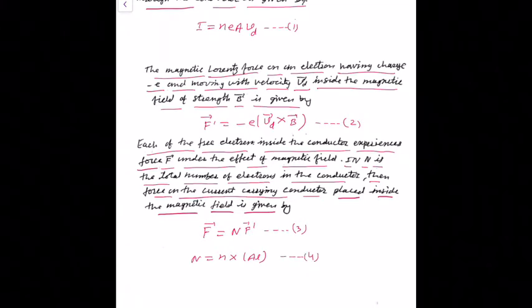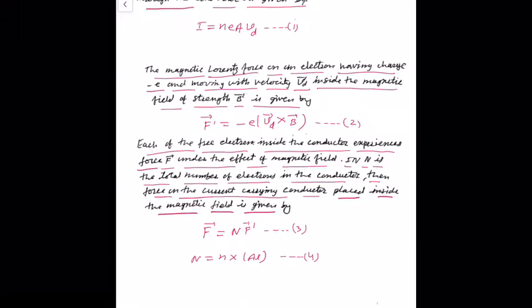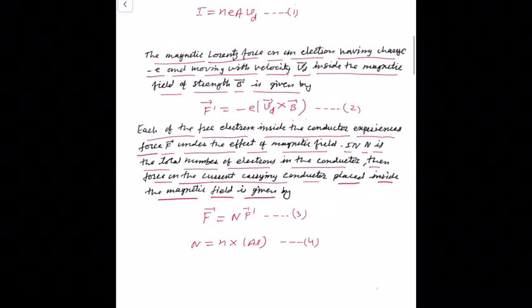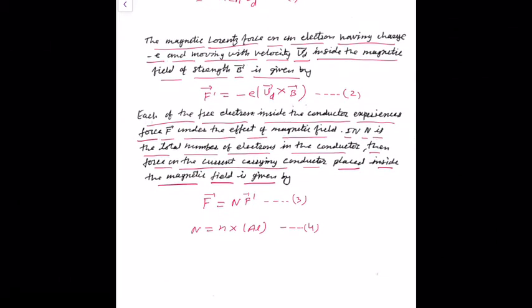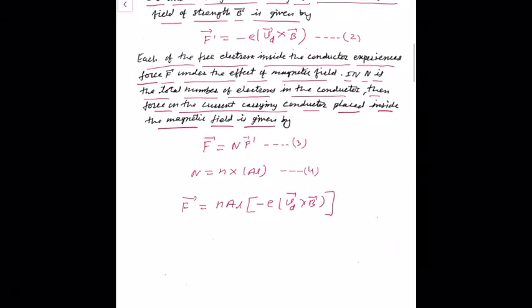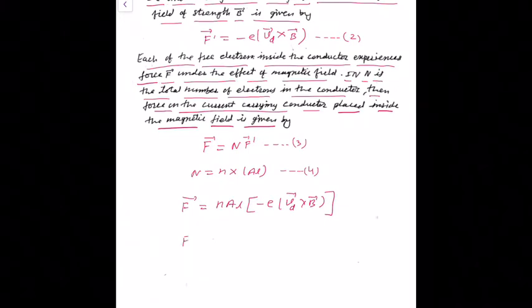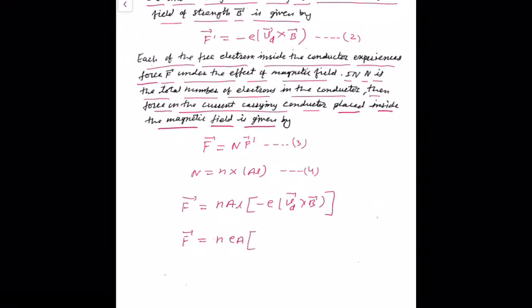It is equation 4th. Substituting for capital N and F dash from equations 2 and 4 in equation 3rd, the force on the conductor F vector is equal to nAL into minus e Vd vector cross B vector, or we can write F vector is equal to neA into minus L Vd vector cross B vector. It is equation 5th.